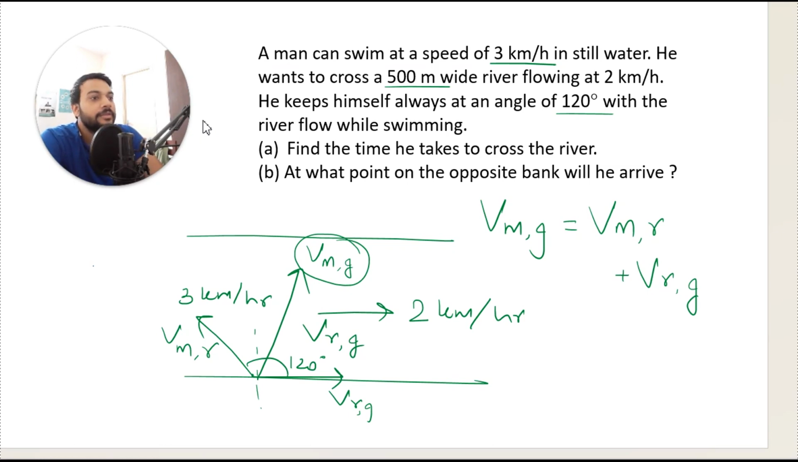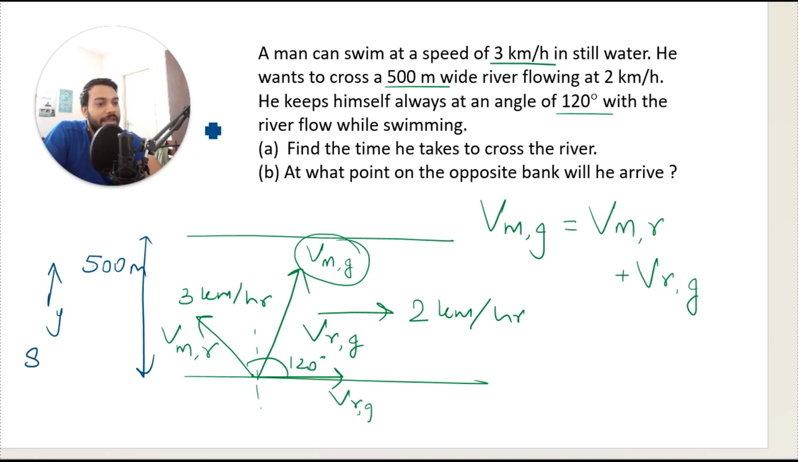Okay. So part A, find the time he takes to cross the river. Okay, the time taken to cross the river. We know that the river's width is 500 meters. If I take this as the y direction, so basically the displacement in the y direction, SY, is 500 meters for the man. Okay, displacement is 500 meters. Now we'll split the motion of the man into two axes, the vertical axis and the horizontal one. Okay, so that we can split the motion. There will be no need for calculating resultant velocity after that.